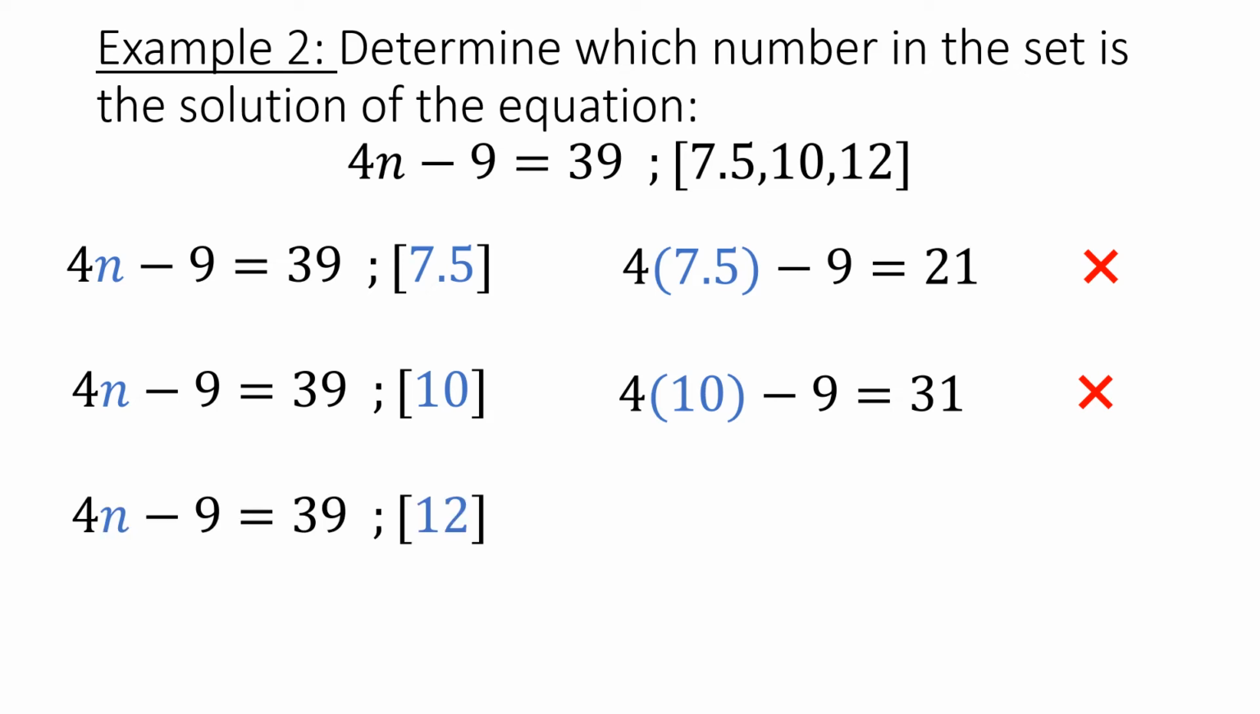And so last, I have 12. When I substitute in 12 for n, I'm going to put parentheses around that 12. So I have 4 times 12 minus 9. That does simplify to equal 39. So that is going to be the solution of the equation. So n is equal to 12.